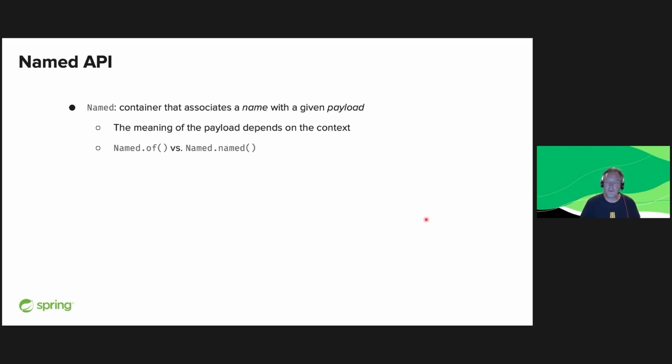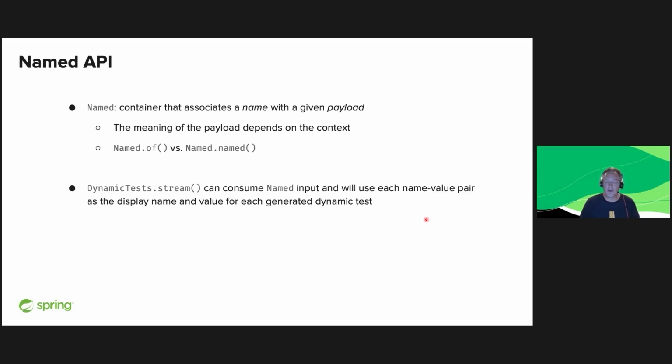The first would be used if you prefer that style. And the second would be used ideally as a static import. So you would just import the named static factory method, and we'll see that in an example. Now, there are two use cases in JUnit Jupiter where this Named API can be used. The first one is with dynamic tests.